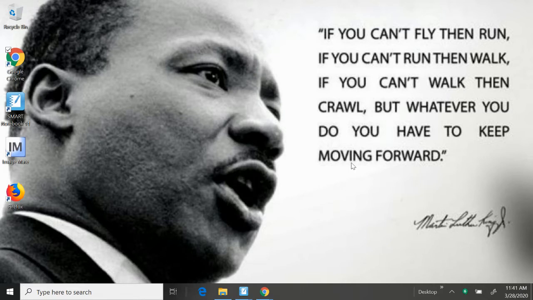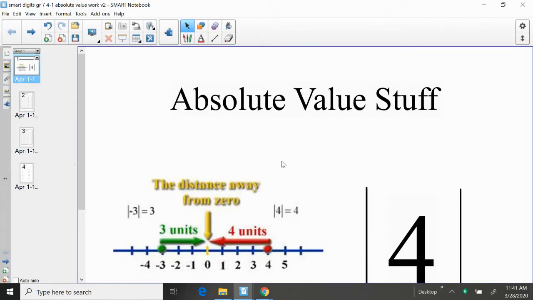This is my computer screen, but I didn't make the Screencastify to show you my computer screen because you've seen that before when I project it up on the smartboard. So what we are going to look at today is absolute value because we're going to get into lesson 4.1, which has to deal with absolute value. You might be saying, what does absolute value mean? That's a very good question. So we're going to go through that.